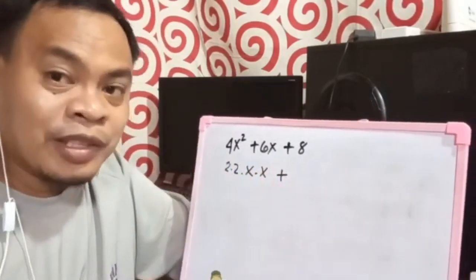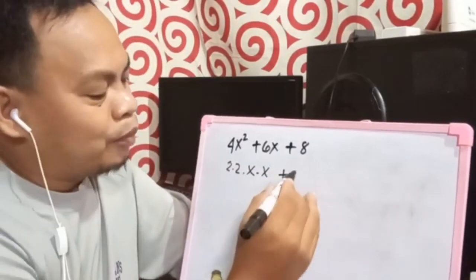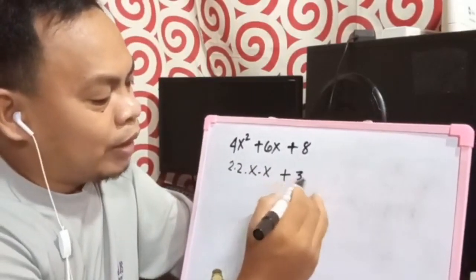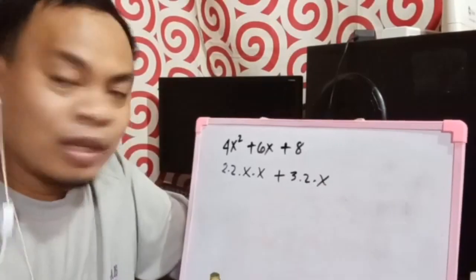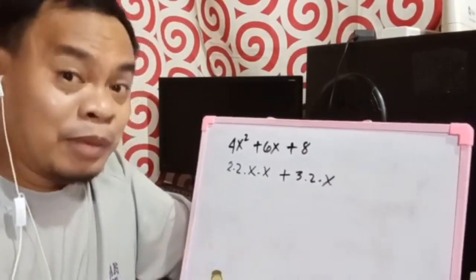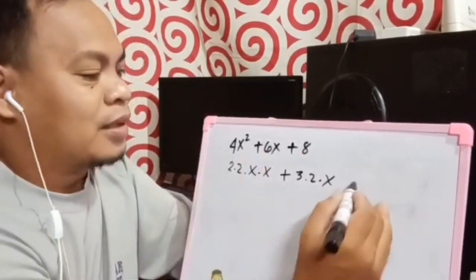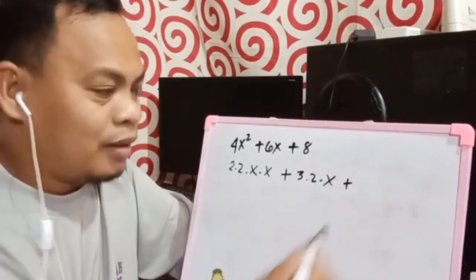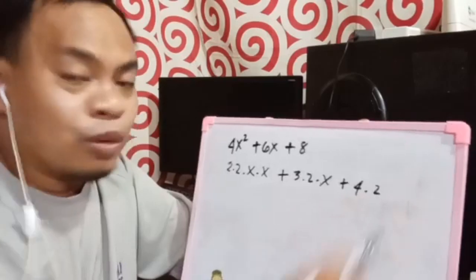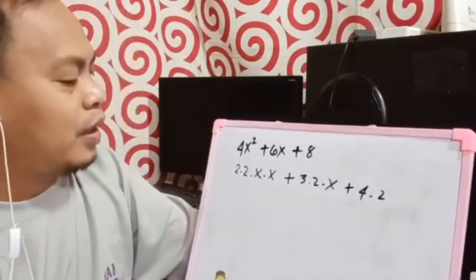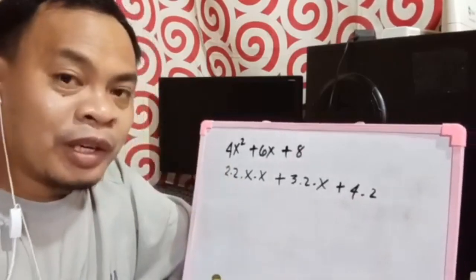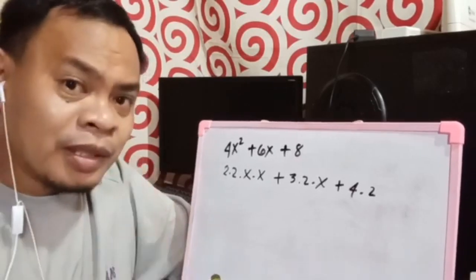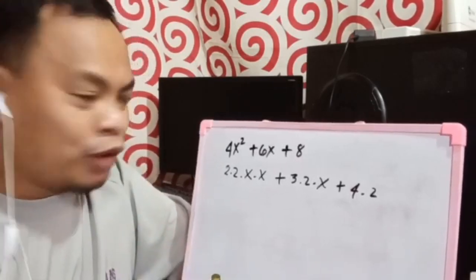Plus our second term is 6x. So we can express that one into this one. 3 times 2 times x. So 3 times 2 is 6 times x is 6x. Then the last term, our third term, is 8. So 8 is 4 times 2, or 2 times 4. Then we will go to our second step. Our second step is find the common.